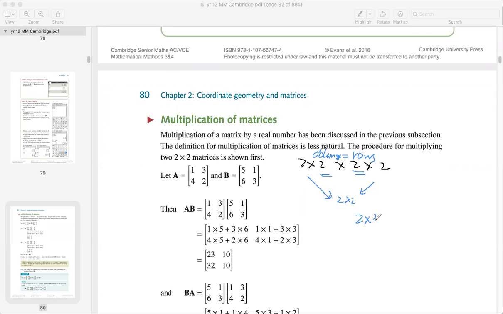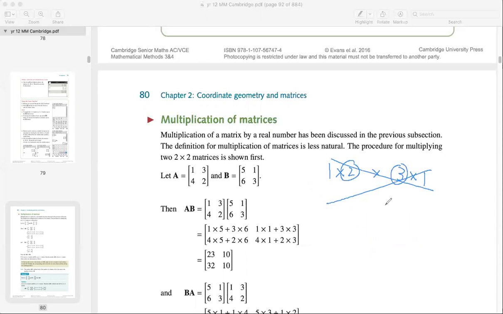If I have a 2 by 3 times a 3 by 3, the inner numbers are the same, so finally I get a 2 by 3 matrix. If I have a 1 by 2 matrix times a 3 by 1 matrix, these numbers are not equal, so we cannot do the calculation. Let's talk about how to do matrix multiplication, and I will illustrate it in the examples.